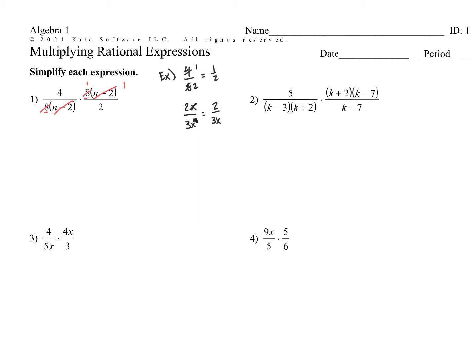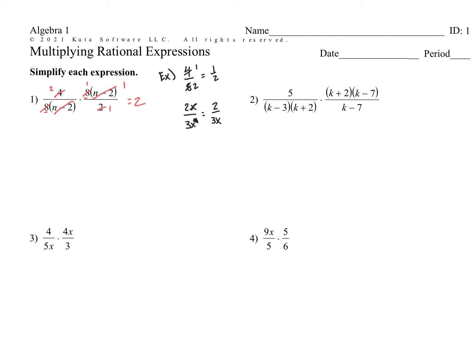And then I have a 4 and a 2. Well, 4 divided by 2, this is 2 in my numerator and 1 in my denominator. So my final answer for this is 2. Okay, because I only have a 2 in the numerator and then nothing in the denominator.